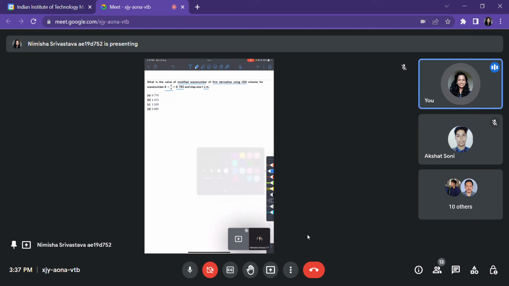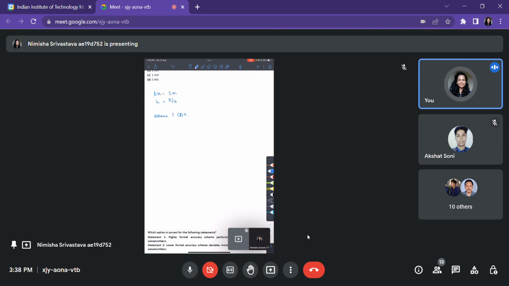So let's see what the question is already telling us. It is telling us delta x is 1 meter. It is telling me k, that is my actual wave number, not my modified wave number. It is my actual wave number, that is pi by 4. And it's asking me to use the scheme given by CD4. So if you remember the CD4 scheme, which you must have gone through over the course of the week, that gives me the first derivative as this. Let's just write it in terms of u.